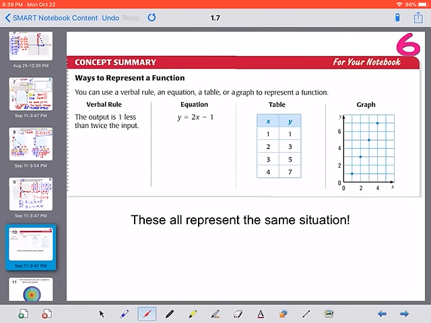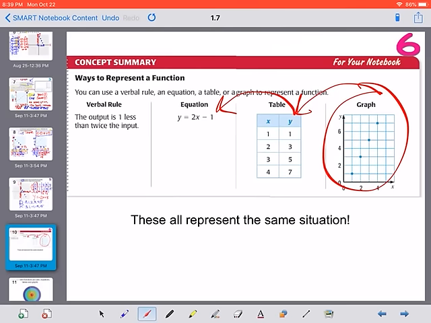So if we're given a graph, we can take that and convert it to a table and then write an equation from that. If we have an equation, we can make a table to figure out how to graph it. We didn't really learn about this one. If you want to learn, let me know. Otherwise, we've learned how to represent a function as an equation, a table, and as a graph. They all represent the same situation.